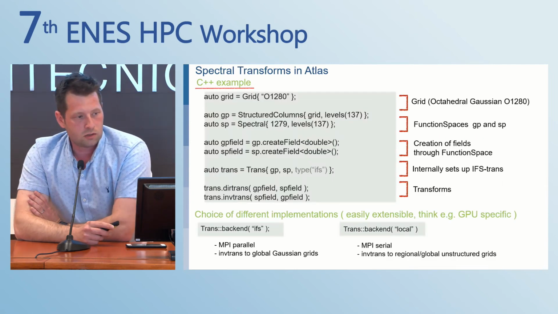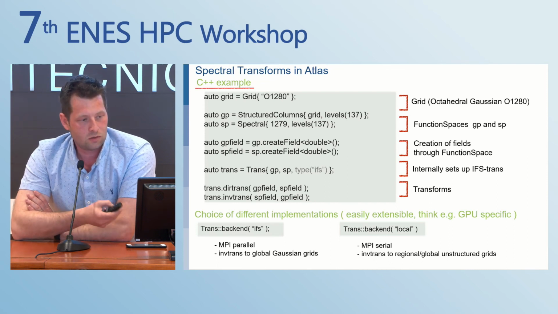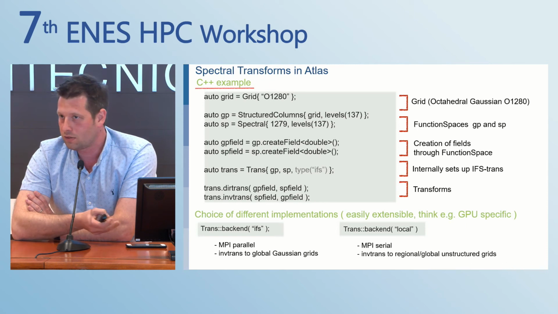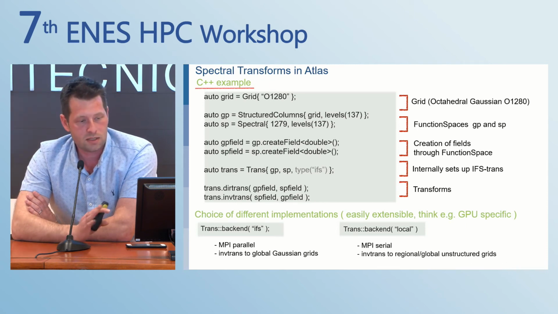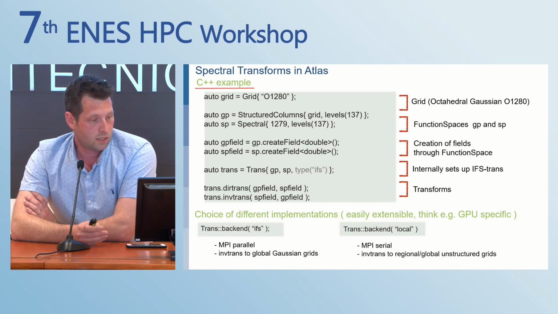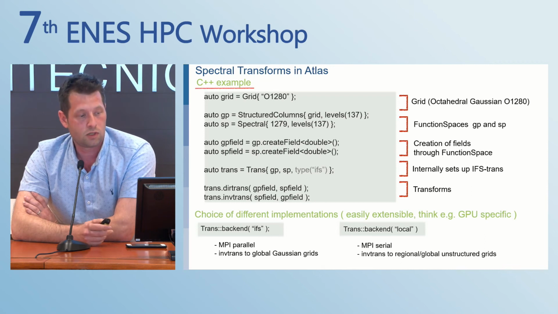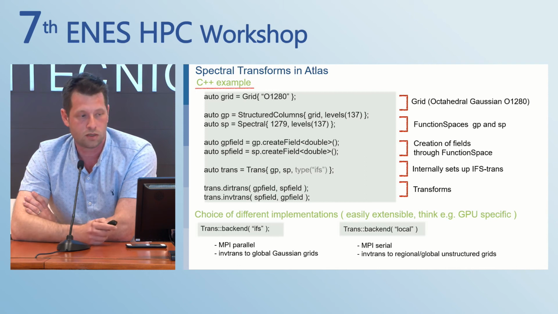Atlas also does spectral transforms, so you can have 2 different backends for this. One is the IFS trans library, and another one is a serial MPI-free local backend, which can only do inverse transforms, but it can handle unstructured grids as an output, whereas the IFS backend is MPI parallel and can only work with global Gaussian grids, but also implements direct transforms and many more.